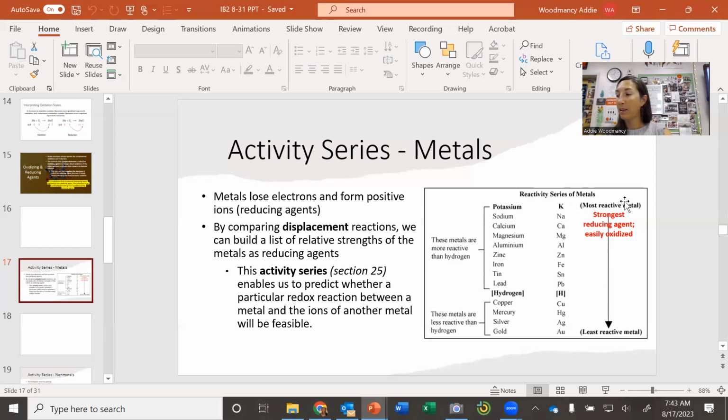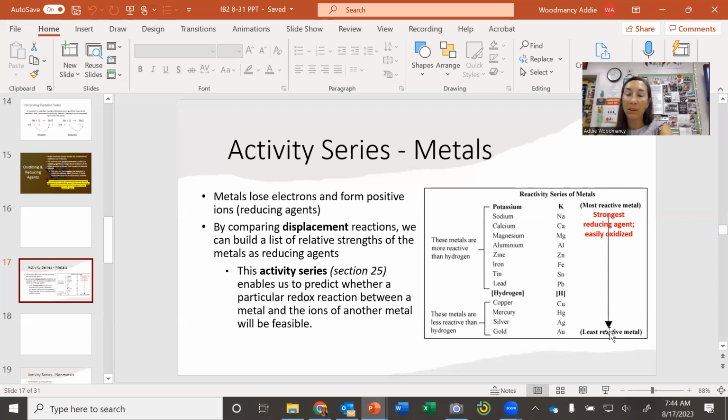In our activity series here, you've learned about the activity series in honors chemistry, but the element at the top of your activity series, the one on your screen is potassium, the one in your data booklet is lithium, only because they're different sources. But anyway, the one at the top of the activity series is the most reactive metal. That's where you're going to find the strongest reducing agents because they're the ones that get easily oxidized.